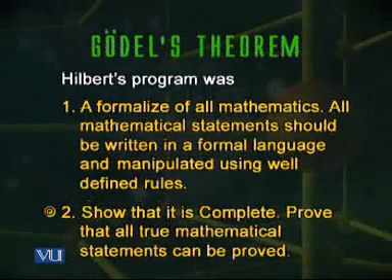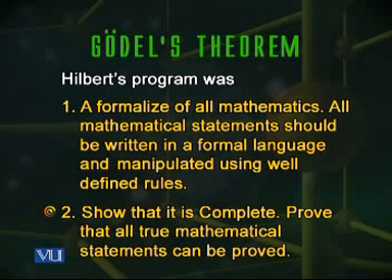The other thing that Hilbert required was to show that mathematics is complete, which means to prove that all true mathematical statements can be proved. So Hilbert had offered a very big challenge to show that mathematics is complete in the sense that anything which is true in mathematics, whatever can be expressed in mathematics, if it happened to be true, we can find a proof for it. And Hilbert wanted a proof of this statement.